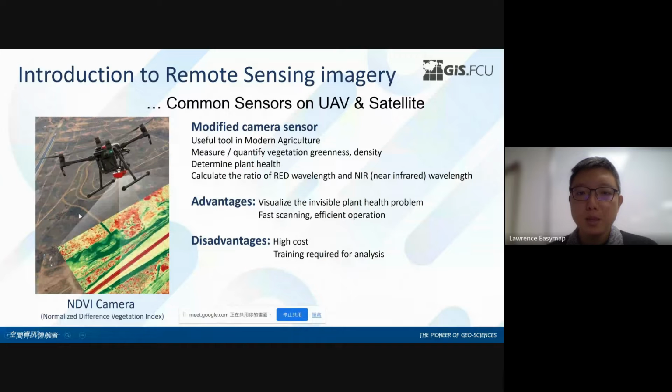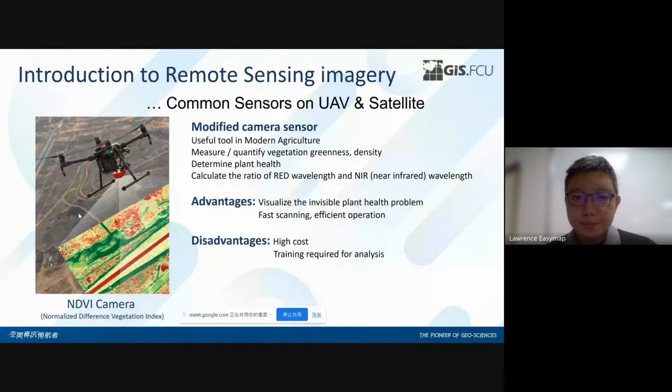For the green pattern, it means that those plants are healthy. For the yellow part, it may mean that the crops are running out of water, or maybe there's a road or some concrete building. It is not necessarily a plant. So by this comparison, the farmer can tell which area has a better crop and which area needs some more water or maybe fertilizers the farmers need to take care of.